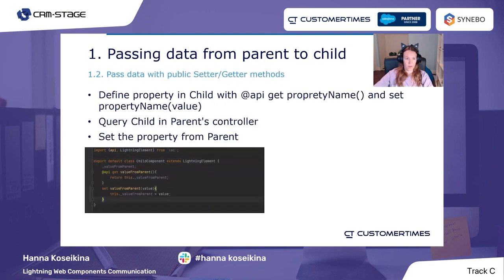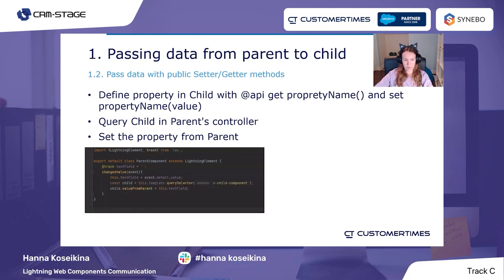Other option, pretty much the same, I would say, is to define the same public property, but with a getter and setter. So we define two methods, get property name and set property name, also with API decorators. And then when the same text field changes on a parent component, I query the child component in the parent's controller and set the property from the parent, just setting it directly from a controller.